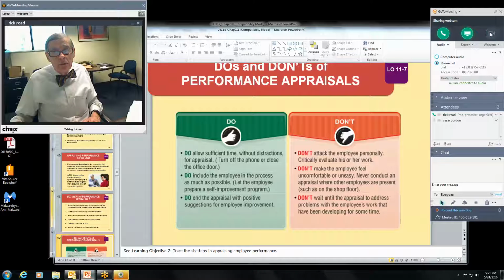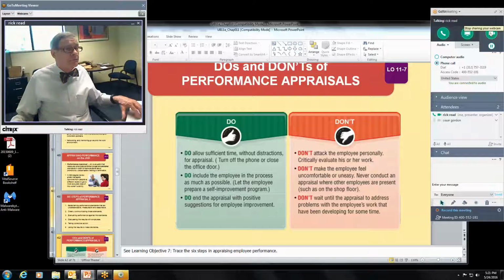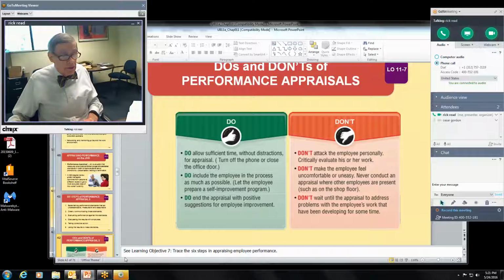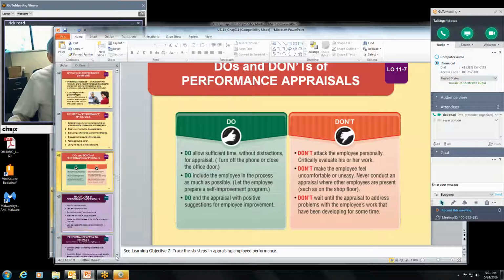Some do's and don'ts of appraisals. Don't attack the employee, what I said. Make sure that there's sufficient time. You do it in private. And then obviously stress the positive, and then talk about what needs to be corrected or improved upon.